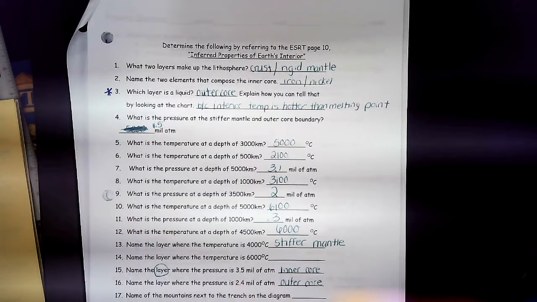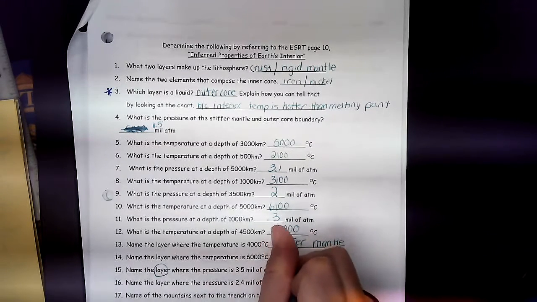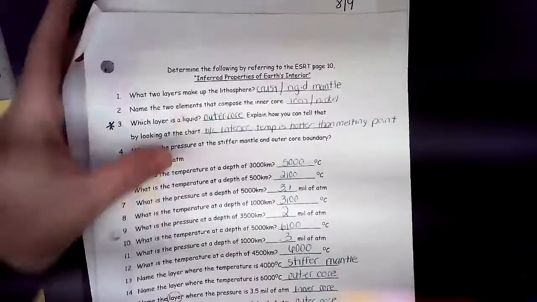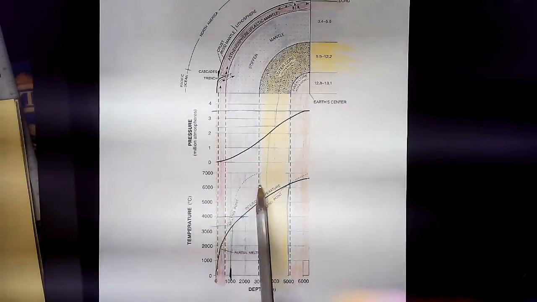Now that you've rethought, what layer is a temperature of 6,000? That one is the outer core. Again, if you put inner core, you did the depth. So 6,000, hit the line, that's in the outer core. If you had done 6,000 depth, that's why you got that one wrong.